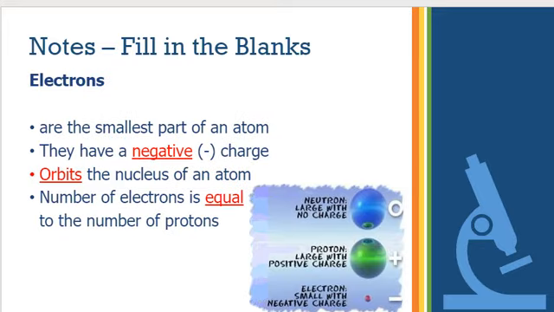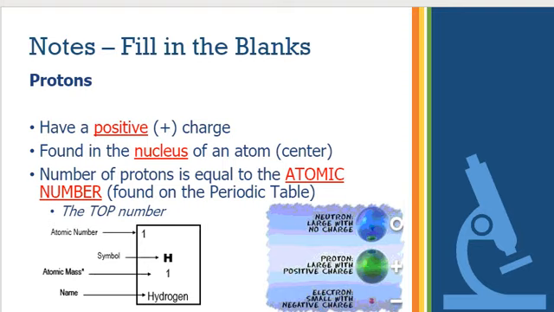So electrons, and if you look at that picture in the bottom right side, electrons are the tiny one at the bottom. They are the smallest part of an atom. They have a negative charge, and they orbit the nucleus of an atom in those rings, like planets orbit the sun. The number of electrons is equal to the number of protons. Protons have a positive charge.